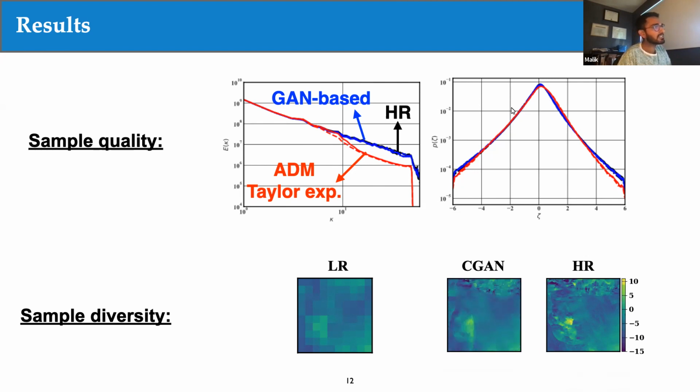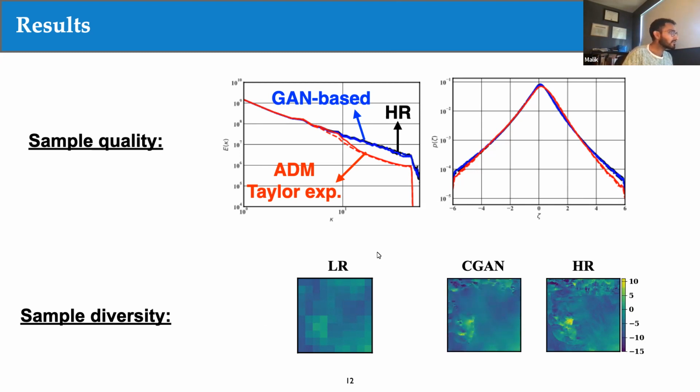You can do the same analysis with the PDF of the velocity gradient, and you do see something similar. So the ADM and Taylor expansion tend to underrepresent the large gradients, and the GAN and the high resolution output are very much on top of each other. And finally, for the sample diversity, there are different metrics we can use. We have them in the paper, but I think here it's much more interesting to just look at what we're generating and see if it passes your eye test.